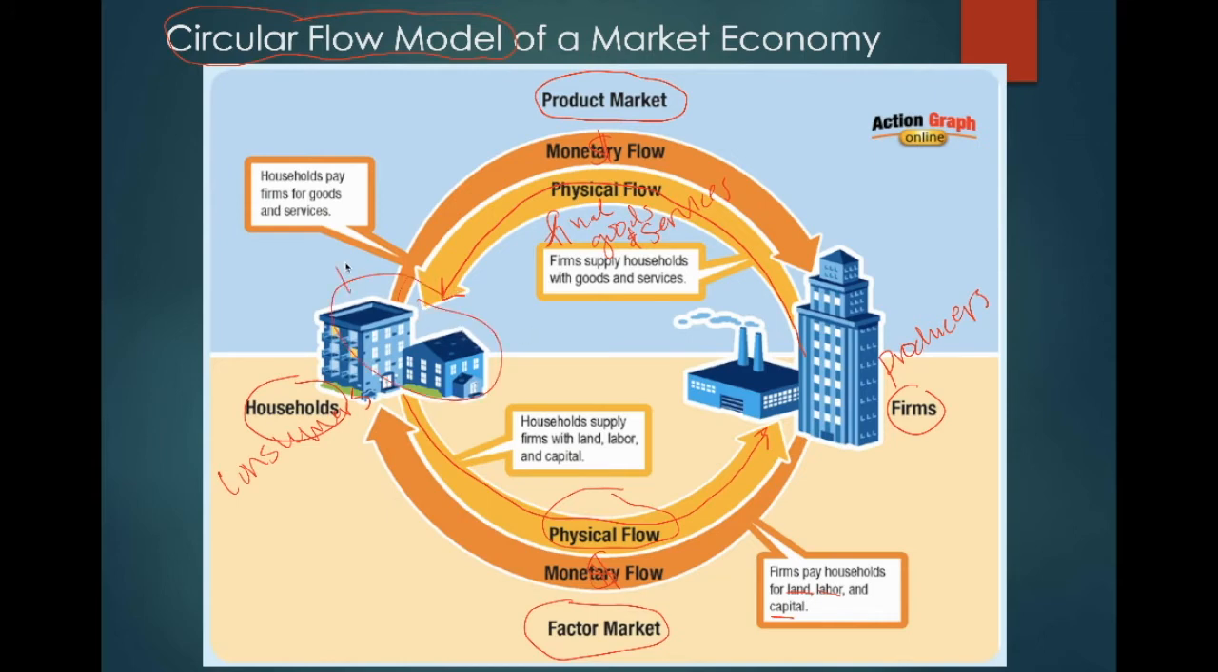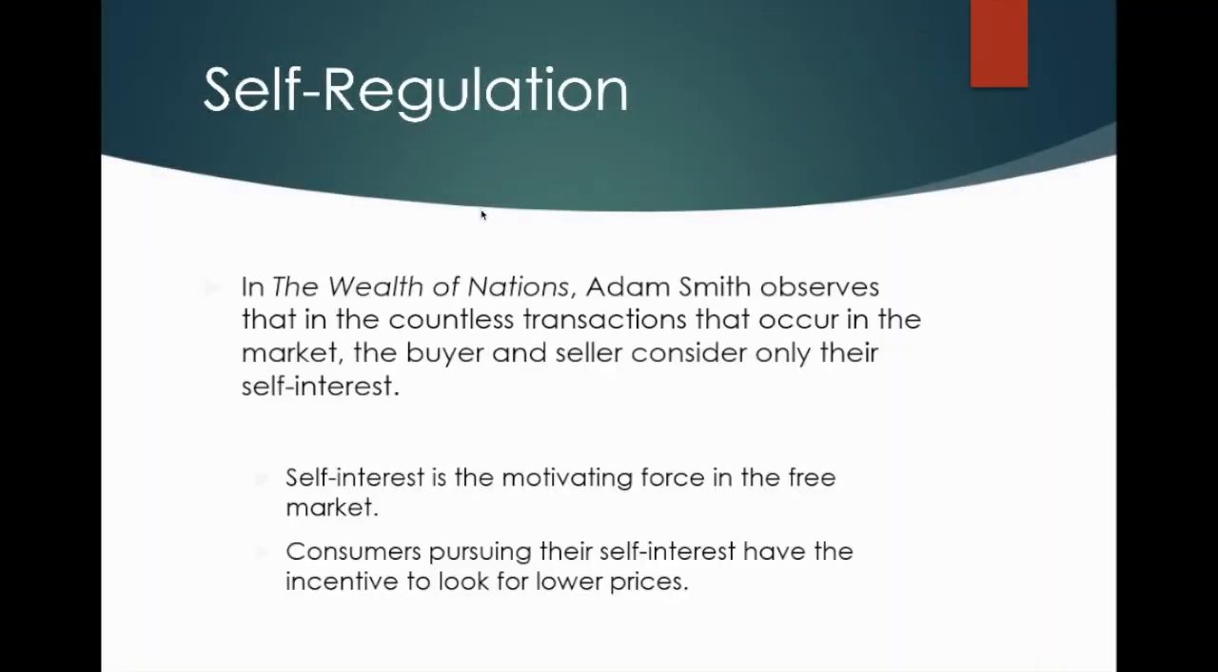And if you notice, it's really only two players. You have your households and you have your firms. So these are the only two players within a free market. They're making the decisions, they're making the exchanges, and there's very little interference between the two of them. So free markets really are defined by their pattern of self-regulation.